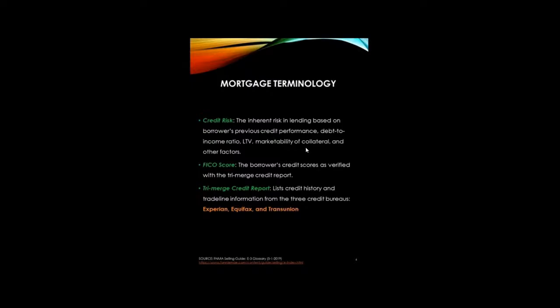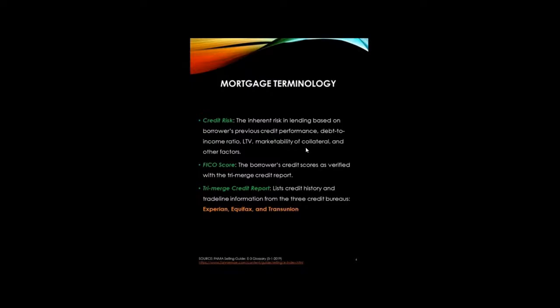Right now, we're just talking about the credit portion on credit performance. So the next thing is FICO scores. You all kind of hear it. We see TV commercials on different companies that are going to improve it or check your credit. It's basically a score, and it's verified with the Tri-Merge credit report.